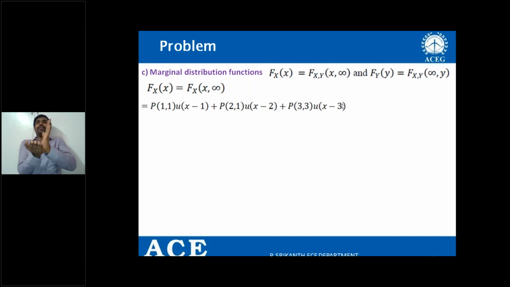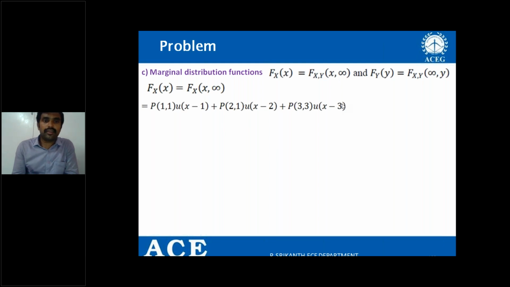That is, if I see from the x direction, I'm going to get fx of x. And from here, that is from the y direction, I'm going to see fy of y. I repeat, from x I'm going to see only fx of x. From this I'm going to see fy of y.